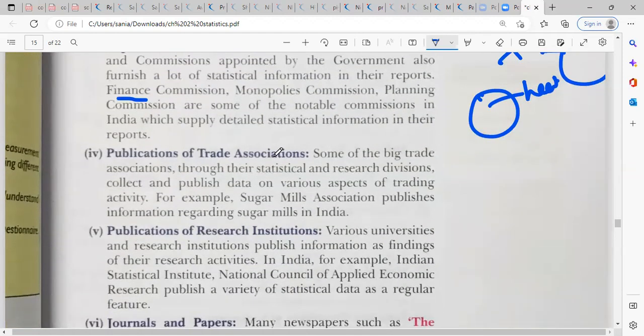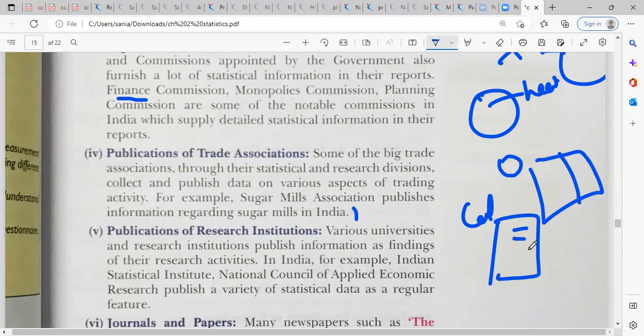Then publications of trade associations. The associations related to trade also present reports: what the export was this year, what the import was. Some of the big trade associations, through their statistical and research divisions, collect and publish data on various aspects of trading activity. For example, the Sugar Mills Association publishes information regarding sugar mills in India. If I have a cotton industry, I will publish data related to cotton.